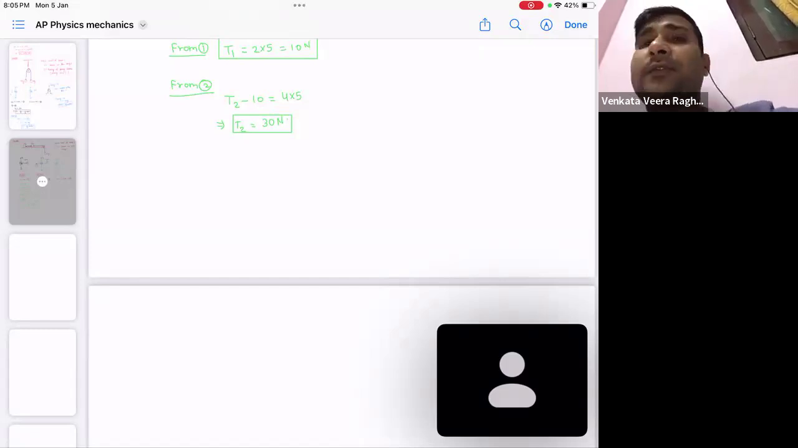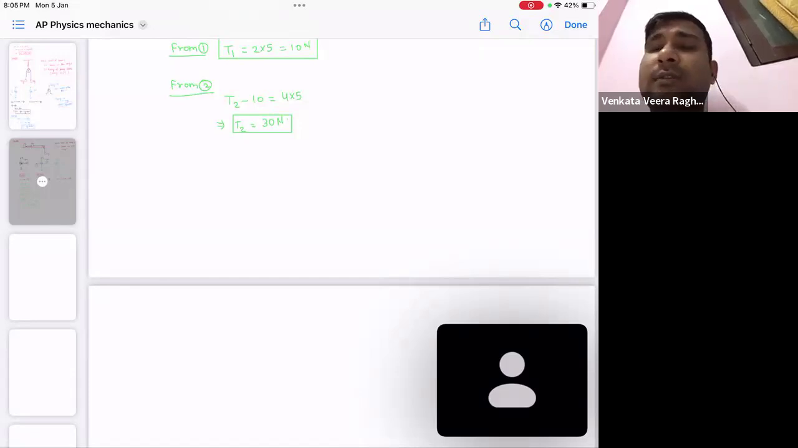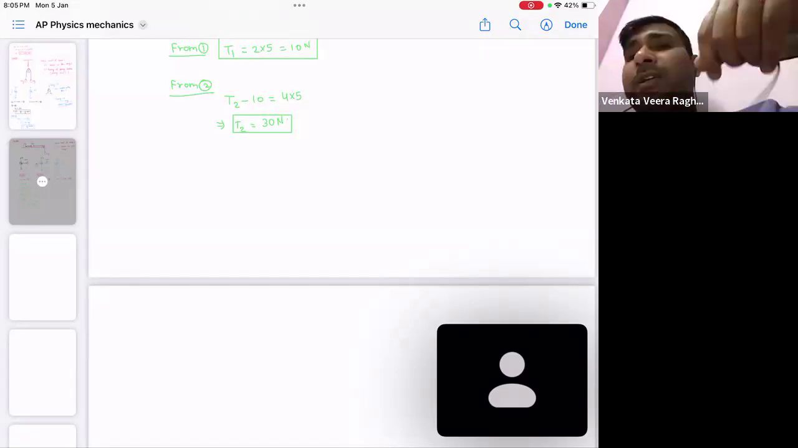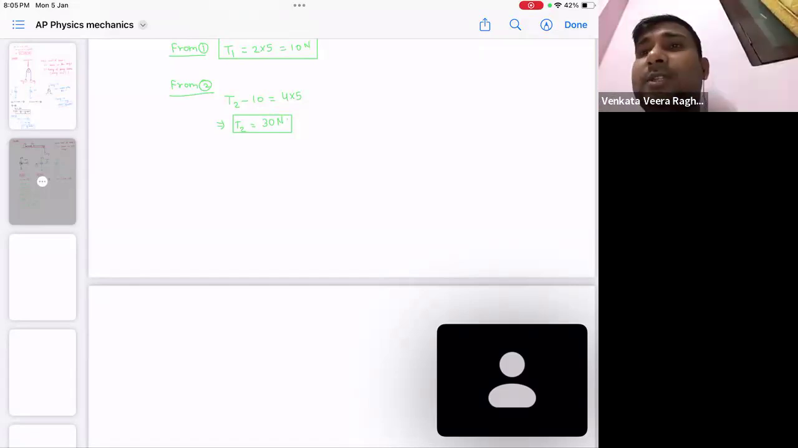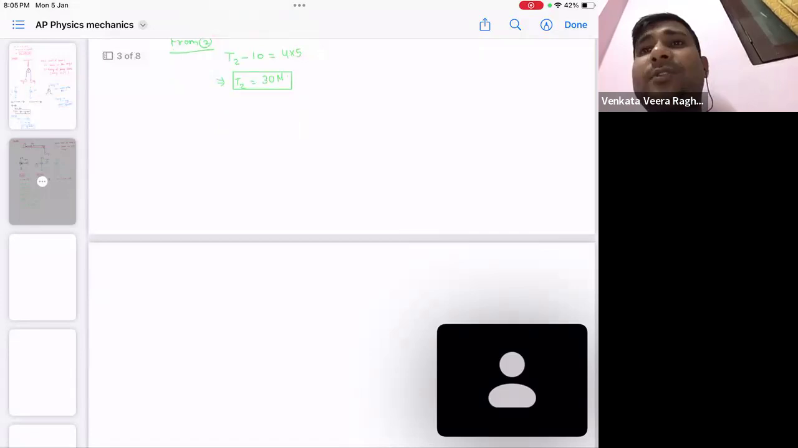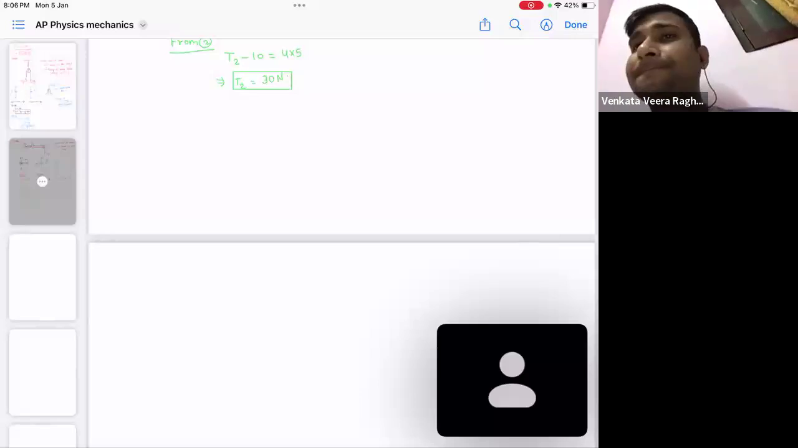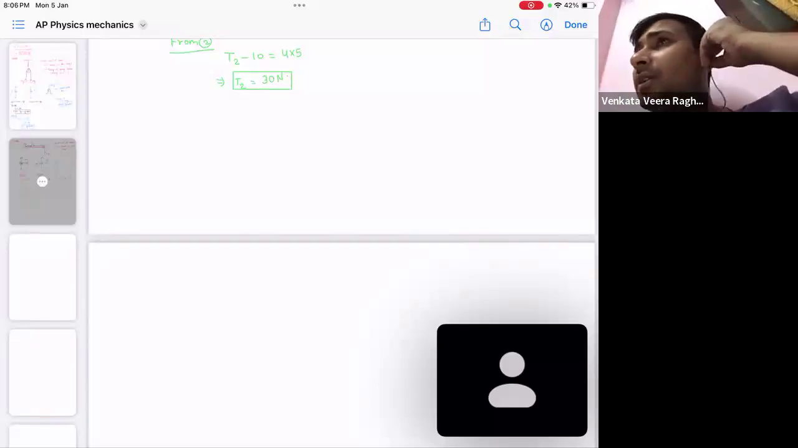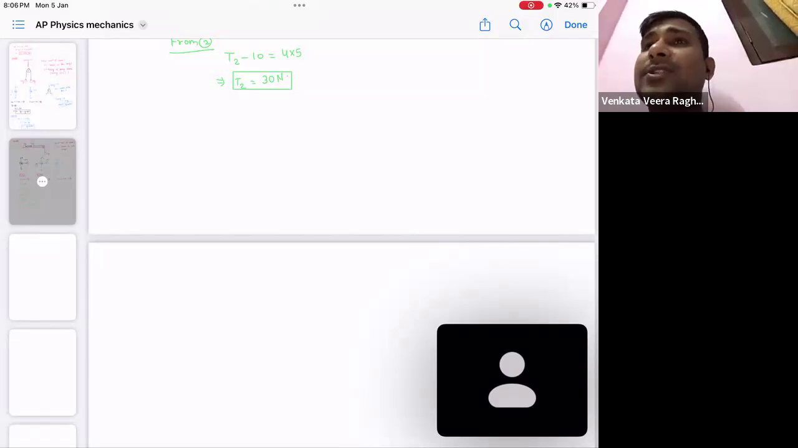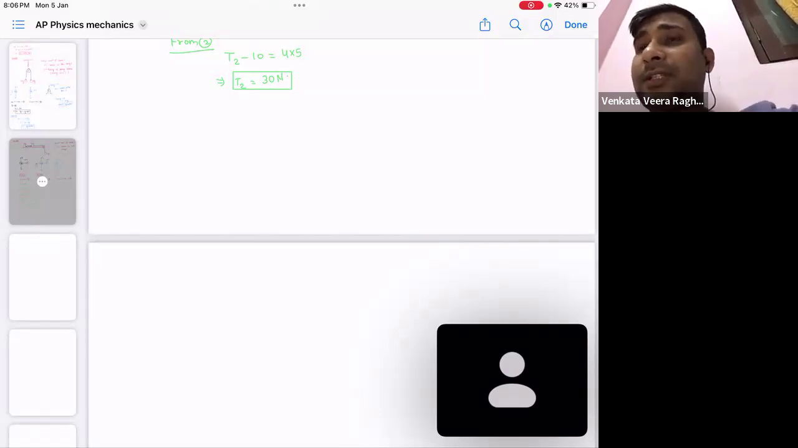So let's discuss one topic. This is an extra topic. As per your AP mechanics syllabus, it is not mentioned there. But if a question comes, how will you solve it? That's why I'm going to discuss a small part of the pulley constraint. So pulley constraint means what? If a string is connecting two blocks, both blocks are going to have the same acceleration, isn't it?